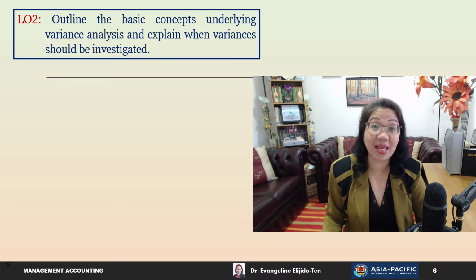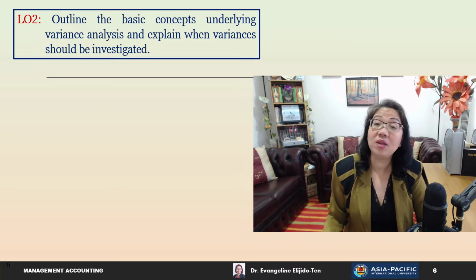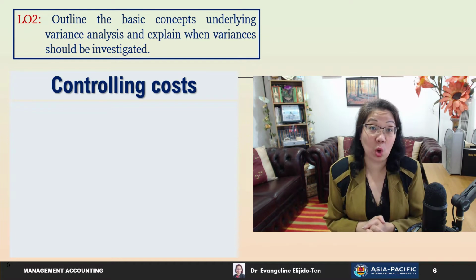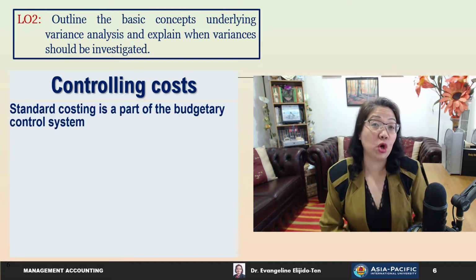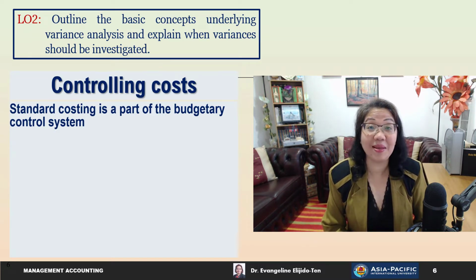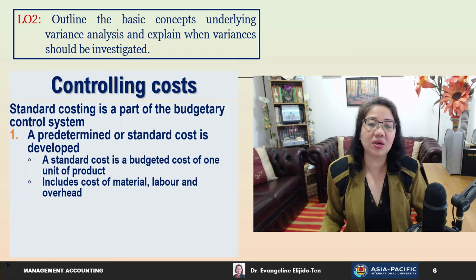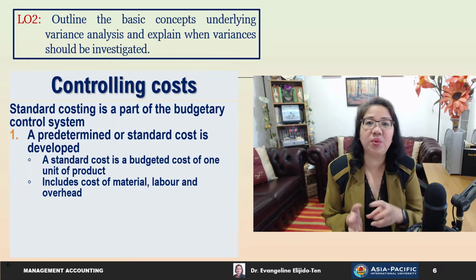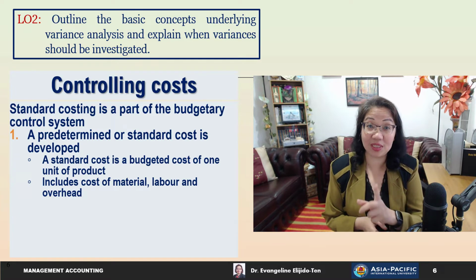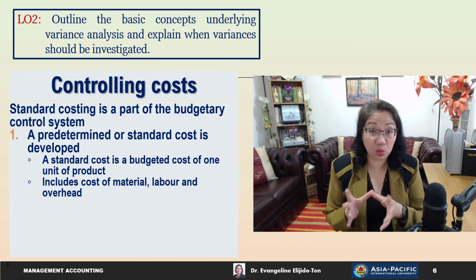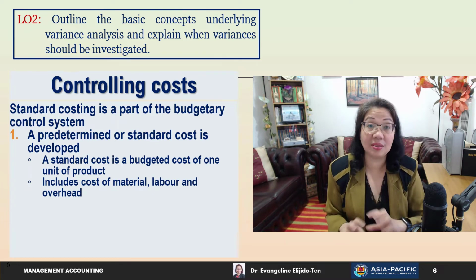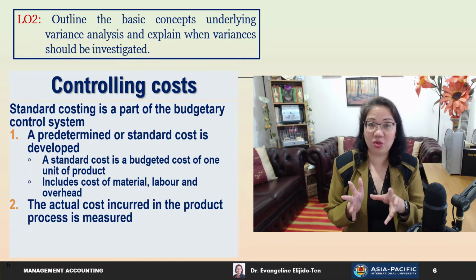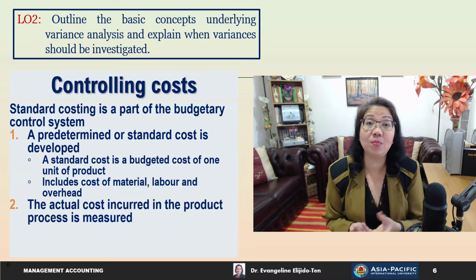Here, we will outline the basic concepts underlying variance analysis and will explain when variances should be investigated. So, first up, how do we control costs under standard costing? Well, it's important to note that standard costing is indeed part of the budgetary control system. So how does it go? First, we will have the predetermined or the standard cost developed. A standard cost is simply a budgeted cost of one unit of product, just like what I've shown you in the previous slide. It will include the cost of the material, the labor, as well as the overhead, both variable and fixed overhead. Next, we will also calculate the actual cost incurred in the production process.